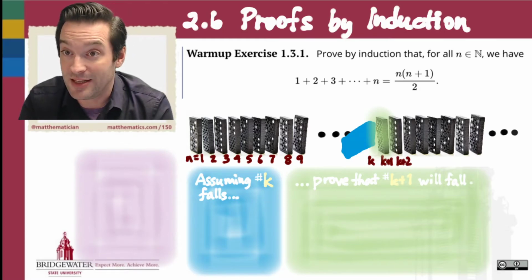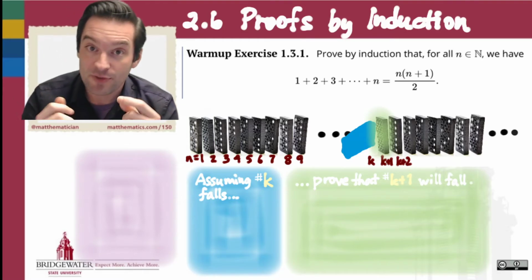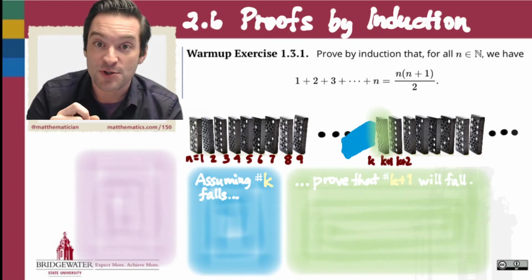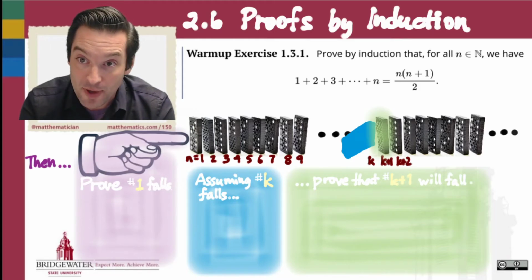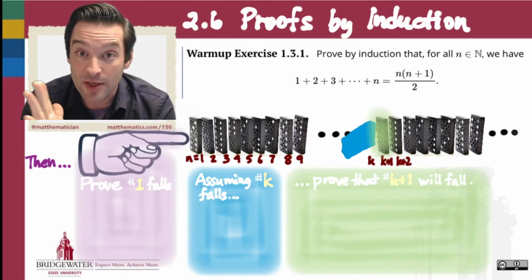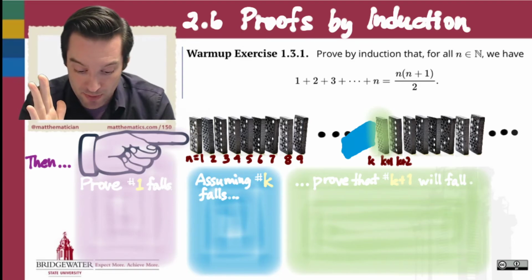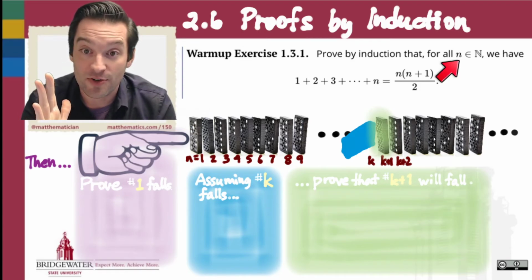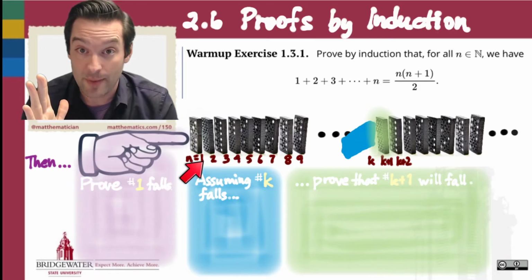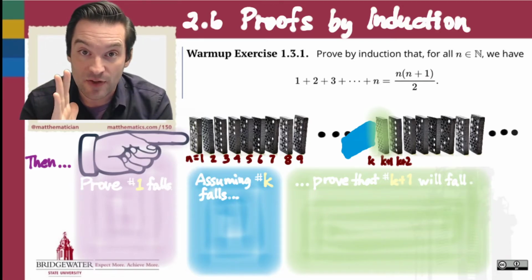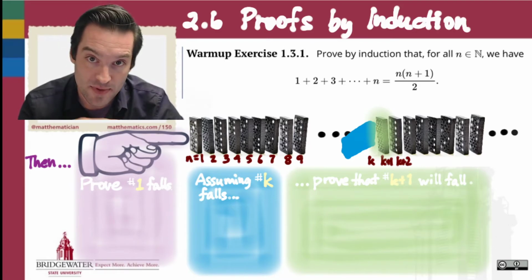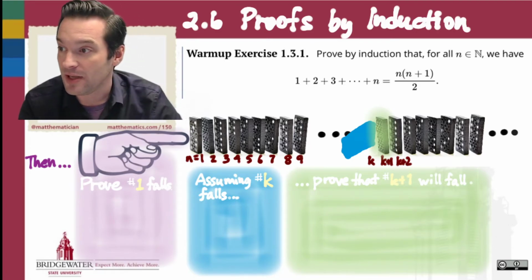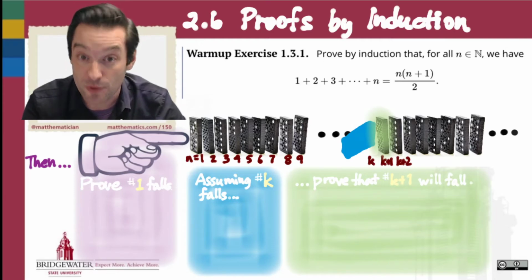But it's not complete unless we also show that we can push over the first domino in the sequence. So we also need to explicitly show that whatever is the first domino in my sequence, which in our example, because we're quantified over the natural numbers, is going to be the n equals 1 domino, can be toppled. Specifically, I need to show that the first statement in my sequence of quantified statements is true.